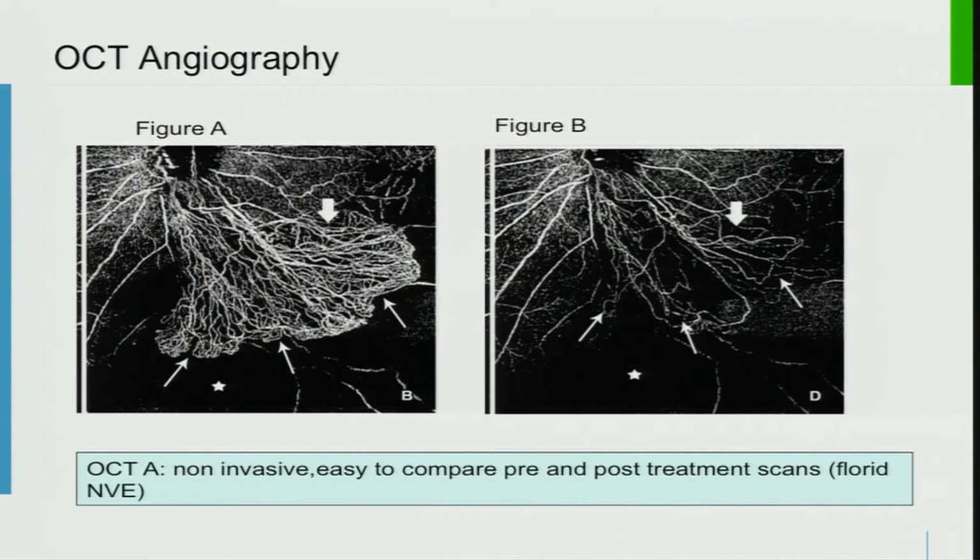Another usefulness is to monitor the response. It's a big frond of NVE in figure A. As soon as you treat, you can follow it up on OCT angio. That clearly shows a lot of regression and a lot of pruning of the particular vessel.